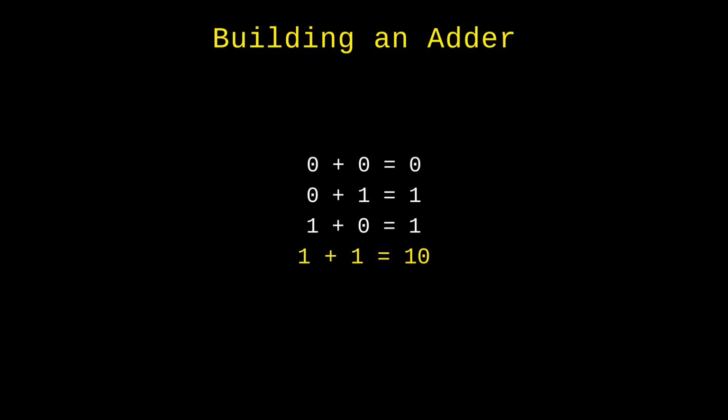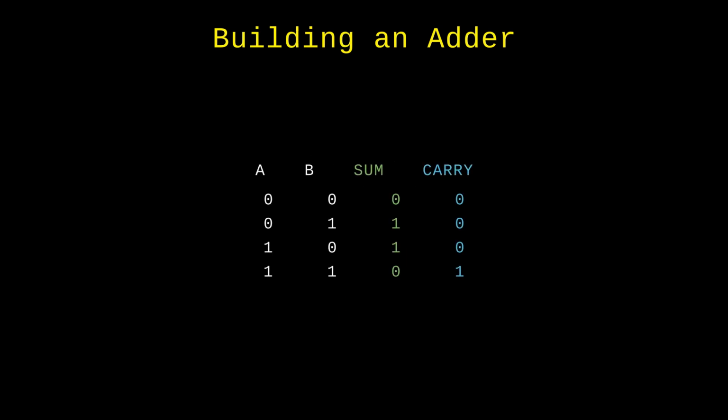But wait. In binary, we don't have the digit 2. Binary only has 1s and 0s. So 2 in binary is written as 1, 0. Like how in normal numbers, when you get to 10, you write a 1 and a 0. Same idea, just happens way earlier in binary. So 1 plus 1 doesn't just give us a result of 0, it also gives us a carry, a 1 that needs to go to the next column. Now watch this. Look at just the result digit. It's 0 when both inputs are the same.